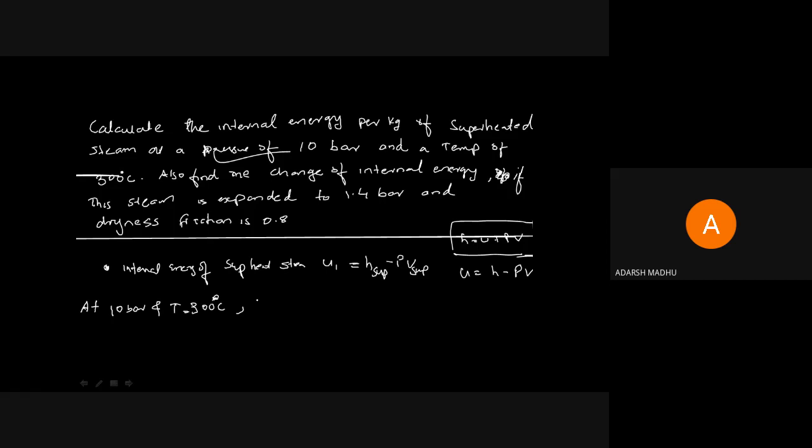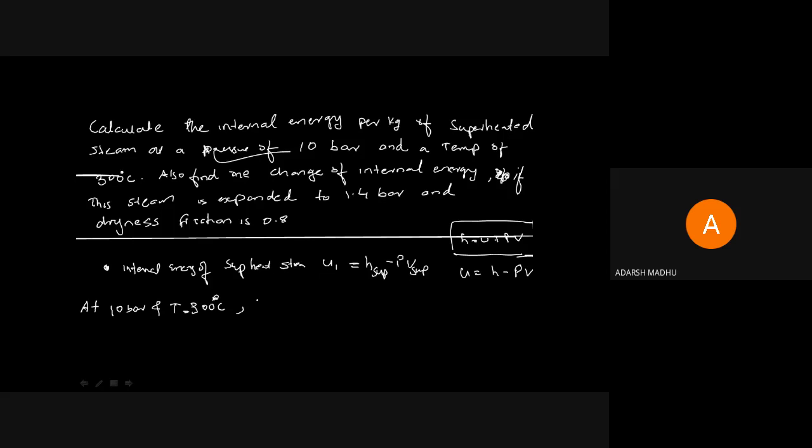First one is volume, internal energy, enthalpy and entropy. Four values are there. So there are different tables for different values. So which value do you want to take? You know the temperature is given as 300 degrees Celsius. At pressure 10 bar and 300 Celsius, we can just take the reading here.